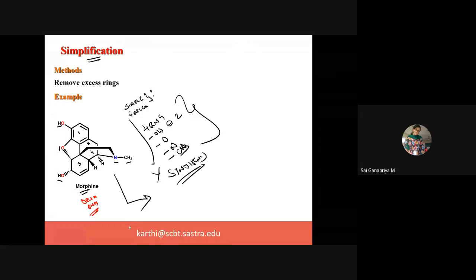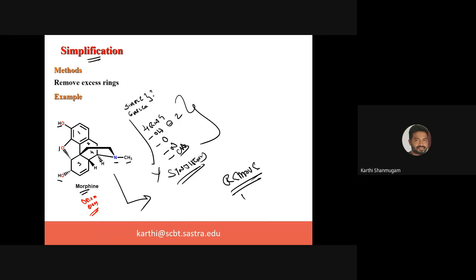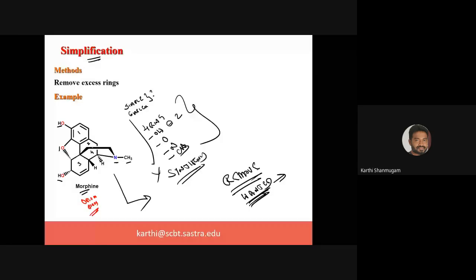Remove unwanted functional groups. Okay, so remove the unwanted functional groups. If you want to remove the unwanted functional groups, first I should know which functional groups are wanted. Am I right? Then only I can say which functional groups have to be removed from this structure. So identifying which functional group is important, that is the pharmacophore. We have to identify the pharmacophore of morphine before going for the simplification process. Okay, let me erase everything.